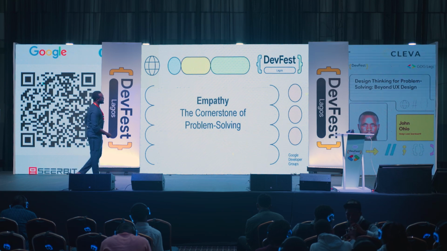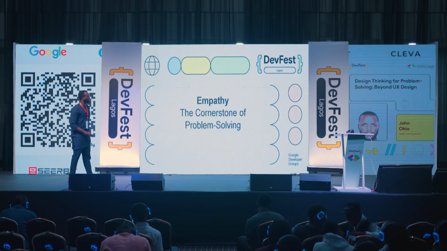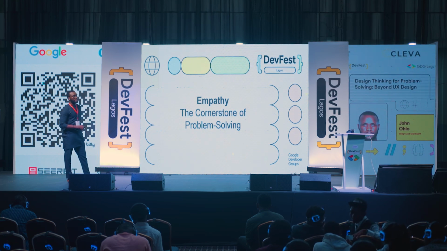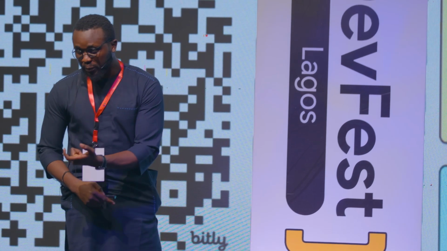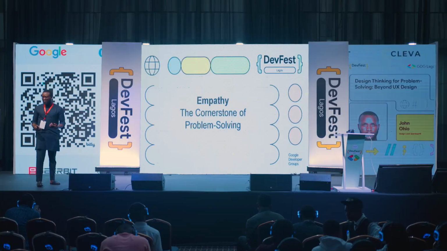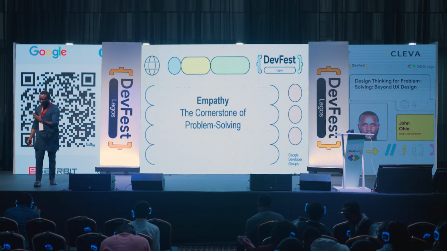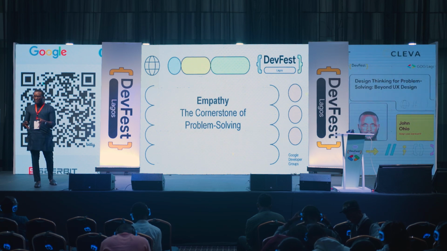And like I said, empathy is the cornerstone of problem solving. Because it is human-centered, and the best way to understand people is to relate with people. And you can't relate with people successfully without empathy. You cannot be rude to relate with somebody. So you have to understand them. You have to relate with them. You have to want to be interested.